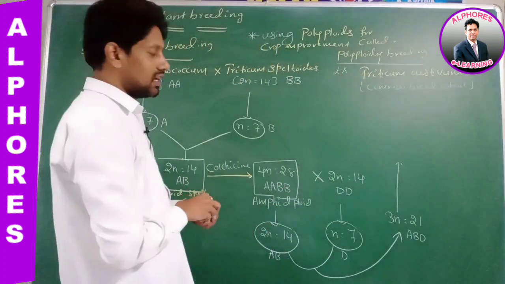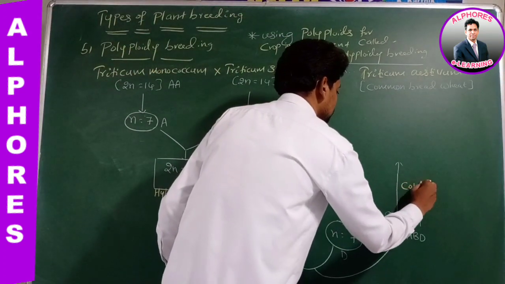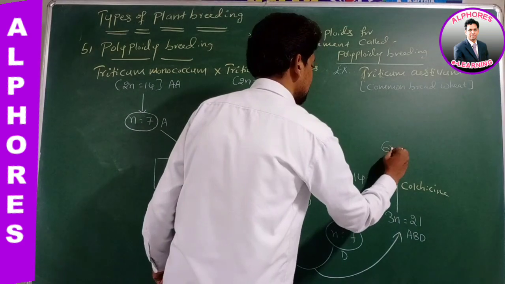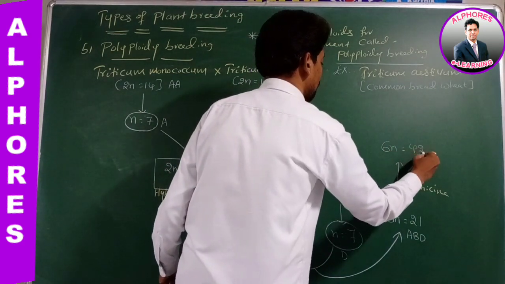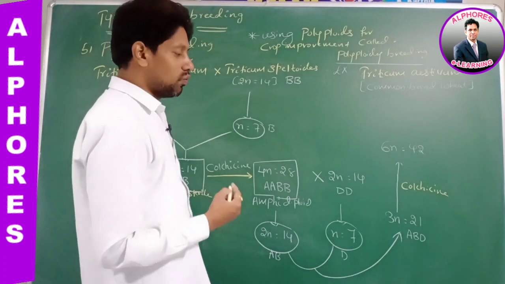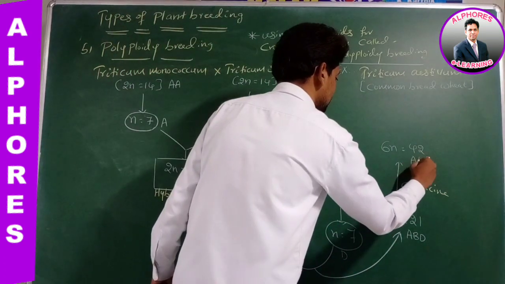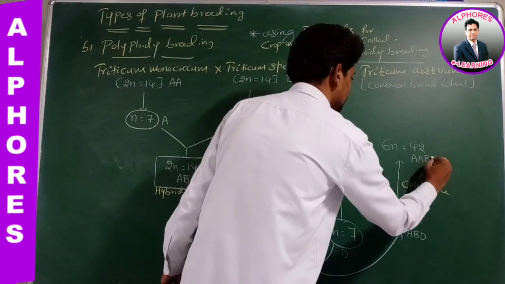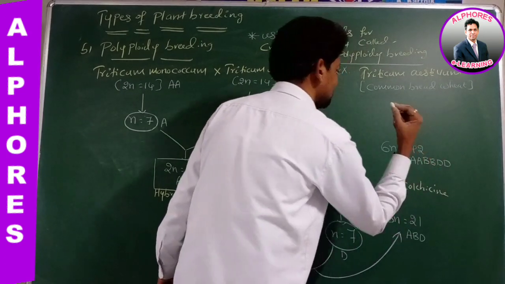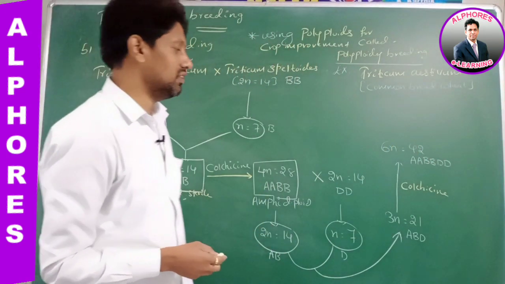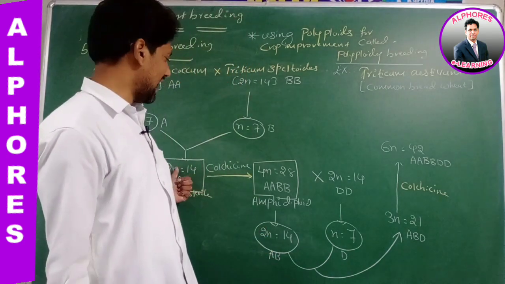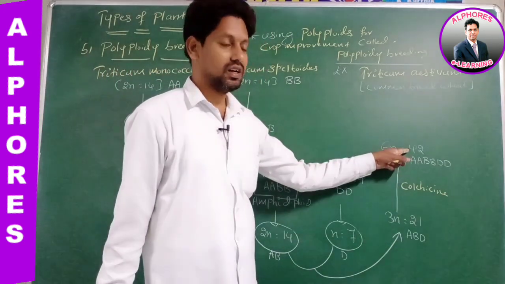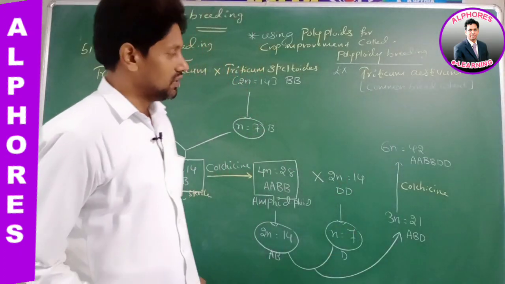Now, this is treated with colchicine. Then you are going to get 6n equals 42. And what will be the representation, sir? AABBDD, because treated with colchicine, it should be doubled. Treating with colchicine doubles the chromosome number. 2n has become 4n, 14 to 28. 3n has become 6n, 21 to what, sir? 42. Is this statement clear?